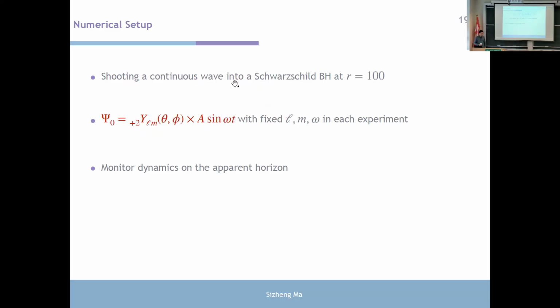And in our case, we just set it to be a monochromatic sinusoidal wave. And in each experiment, we fix the angular pattern as well as the frequency value. And finally, we monitor the dynamics on the apparent horizon.